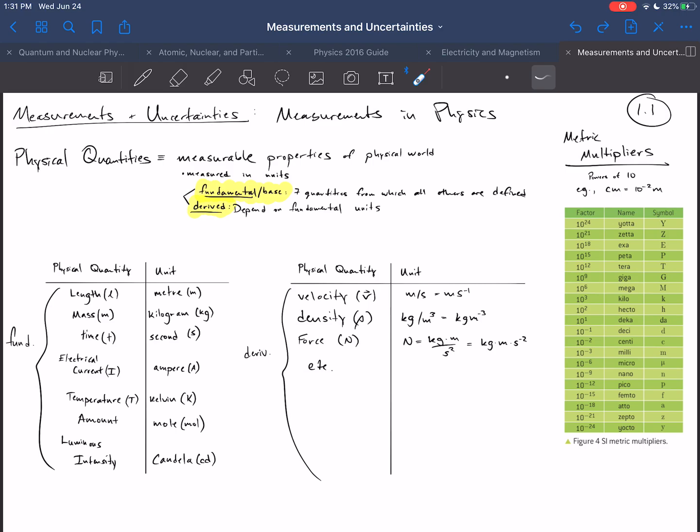The vast majority of physical quantities are exactly like that. Even if they have their own named unit, which we'll see in a second, even if they have a unit that's just for them, it can be cashed out, or it depends on fundamental units. So density, given the Greek symbol rho here, has units of kilograms per meter cubed, or a kilogram m to the negative 3.